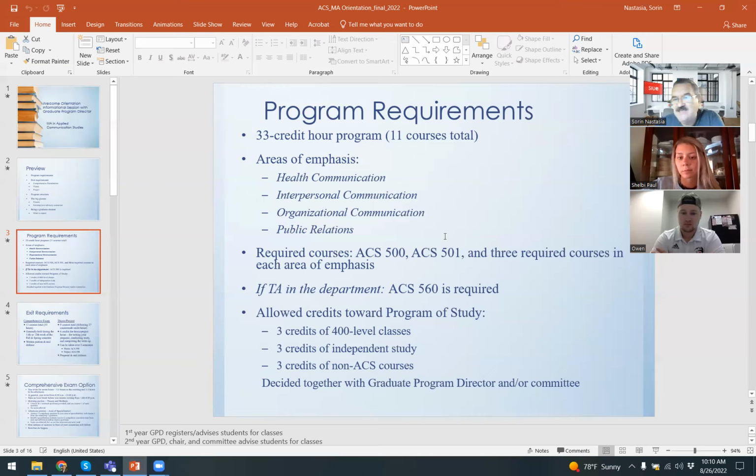3 credits of non-ACS courses, which means if it's relevant for you, let's say you take public relations and you want a course in management or marketing or something like that, you can take a 500 level course, but only 1, again, out of the 33 credits outside of our department. Special approval has to be obtained for more than 3 credits outside of our department. But it is possible that you can take, especially in the second year, so after the first 2 semesters, 3 credits of non-ACS courses at the 500 level. So as I mentioned, everything has to be decided together with the graduate program director and or the graduate committee.